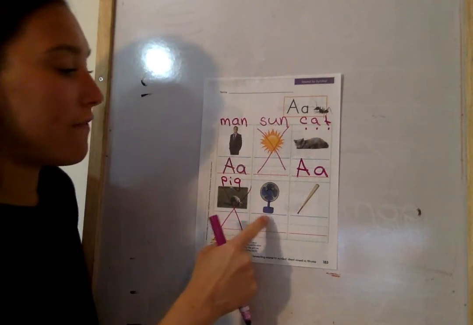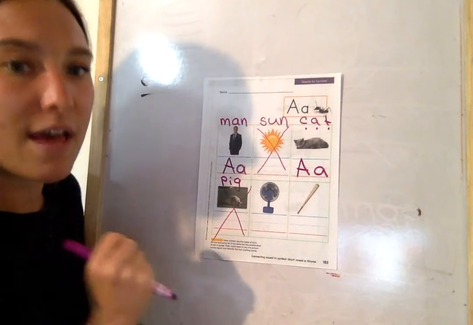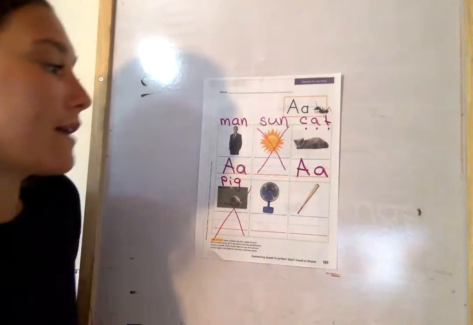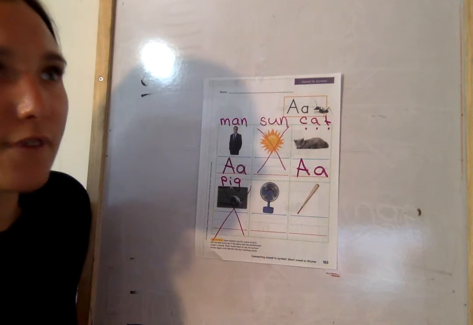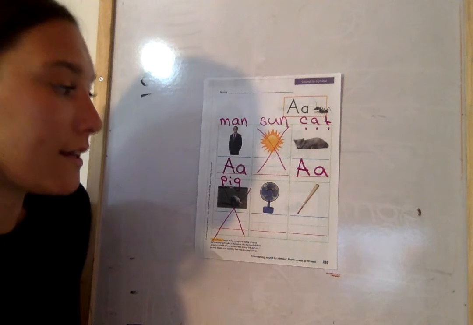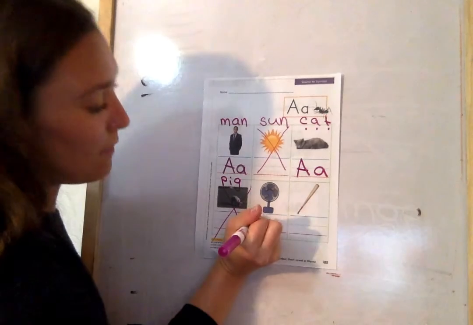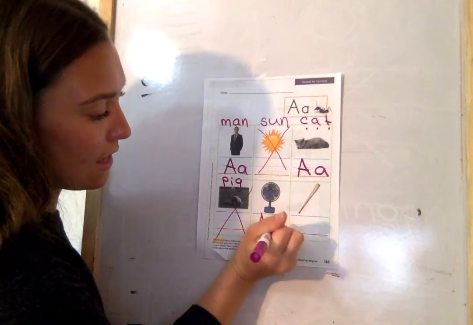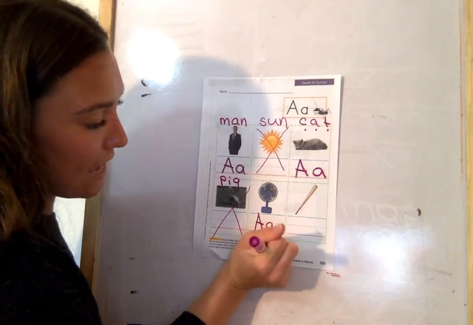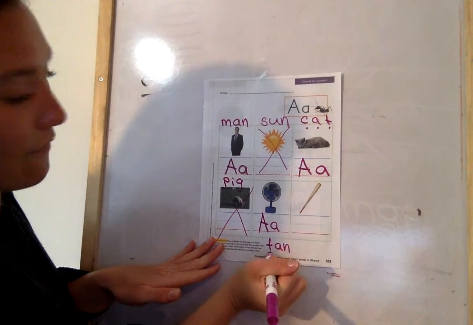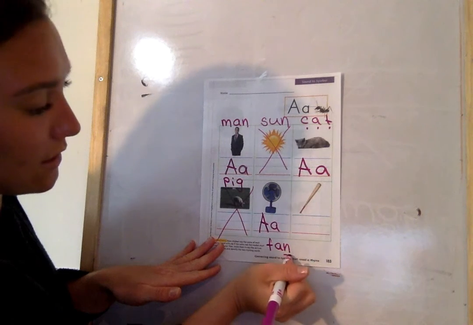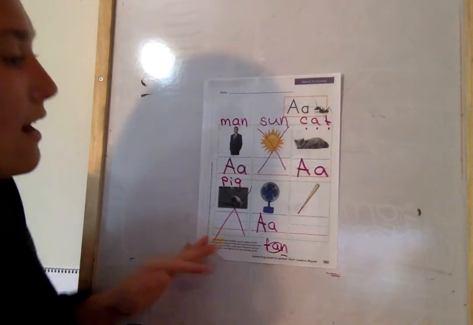The next one is a fan. F-an. Do we hear an A in the middle of fan? There is an A in the middle, so I'm going to write our A. And fan is F, A, N. So you have our A right there.